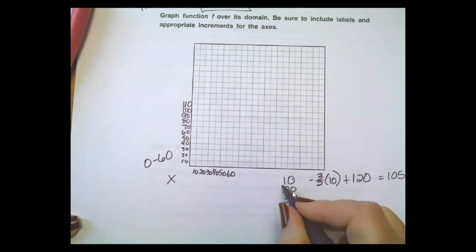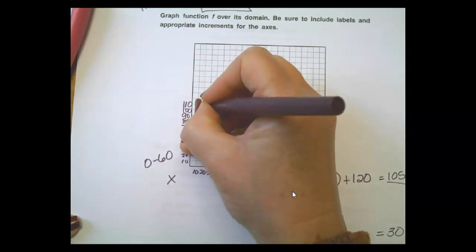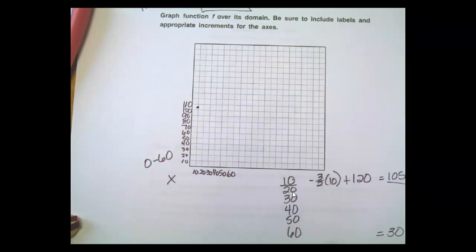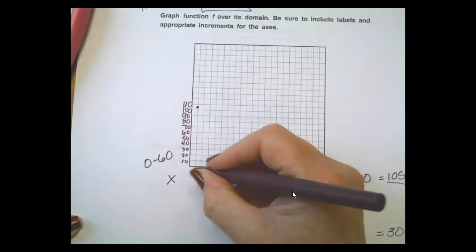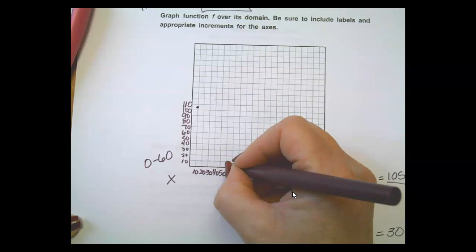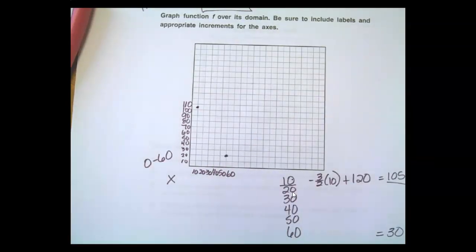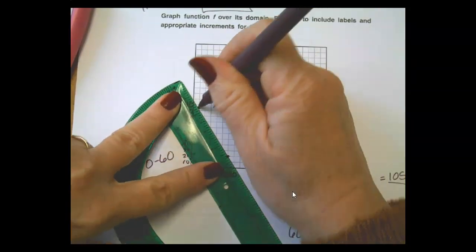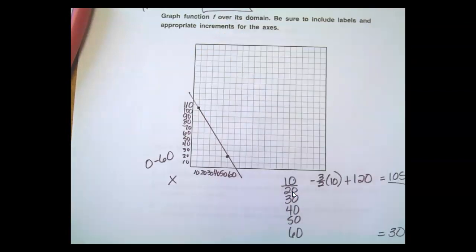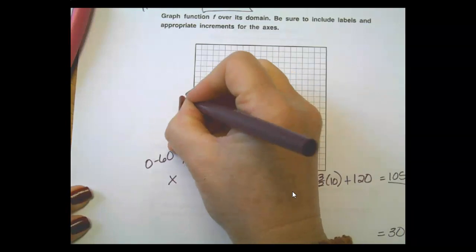So this first one would be 10, 105. So 10, 105 is here. My last one is 60 and 30. Is this 1, 2, 3, 4, 5, 6? I just want to make sure. And 30. And I'm just going to do those two. Take my straight edge, connect them. Here's my line. And I do have a y-intercept, so if I wanted to go up to 120, I could.